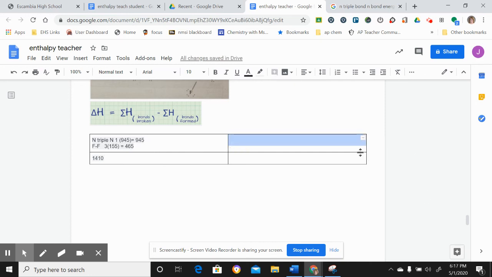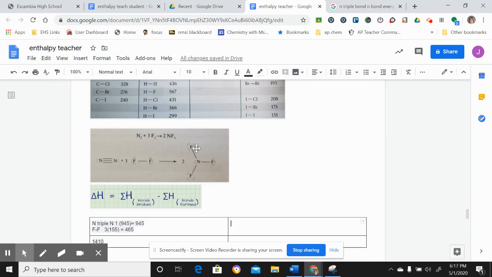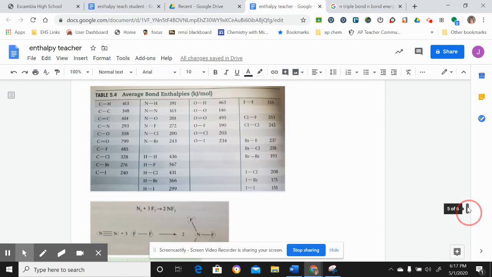On the right-hand side of my equation, on the product side, what do I have being formed? I have nitrogen trifluoride. And what do I have here? I have 1, 2, 3 NF bonds. And how many is being formed there? 2 of them. So I have to take 3 times 2, which gives me 6 NF bonds. Do I have NF up here? I do. NF is 272.